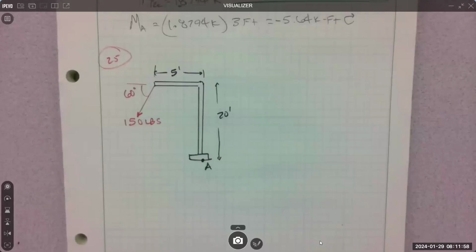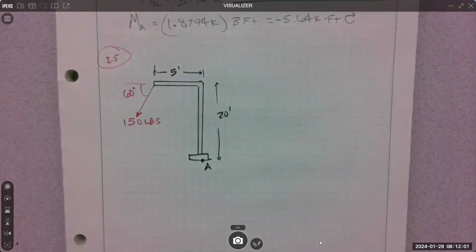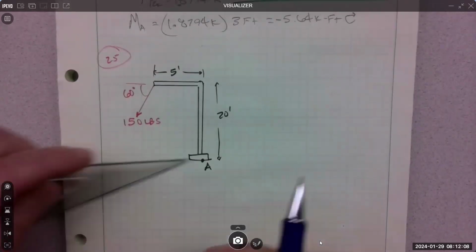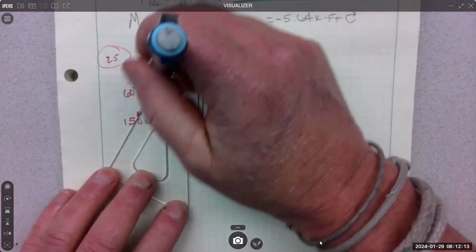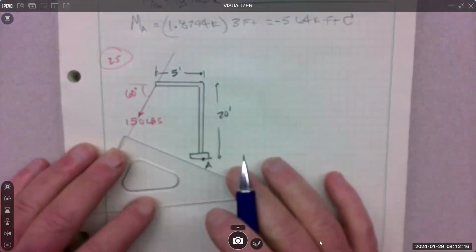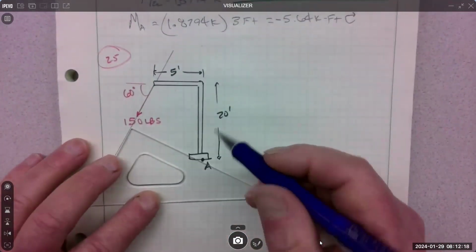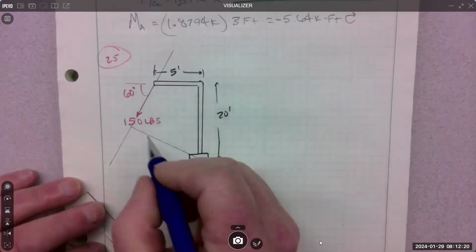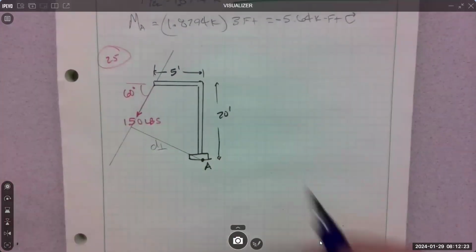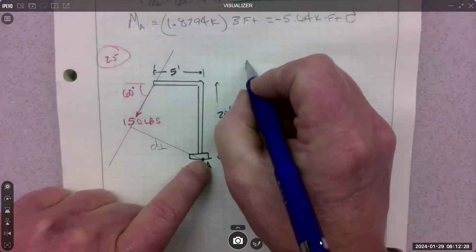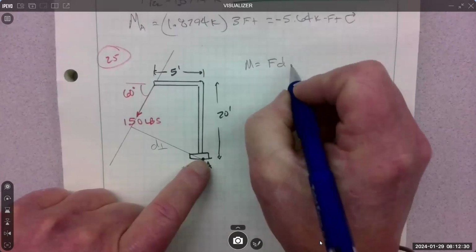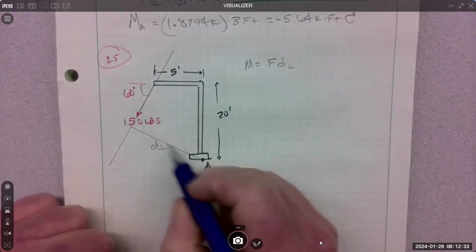All right. Sorry about that bad drawing. But same way, we can do this by the definition, if we can figure out the perpendicular distance. Did anyone do it this way? Like, where is it? It's like right in here somewhere. That's the perpendicular distance from the force to the spot. So if I'm gonna use M equals F times d, I have to find this.